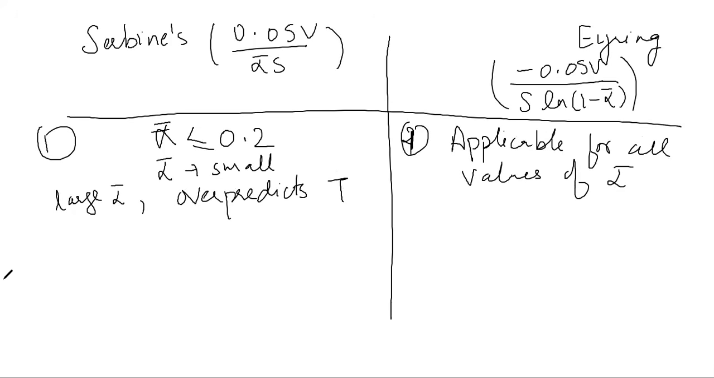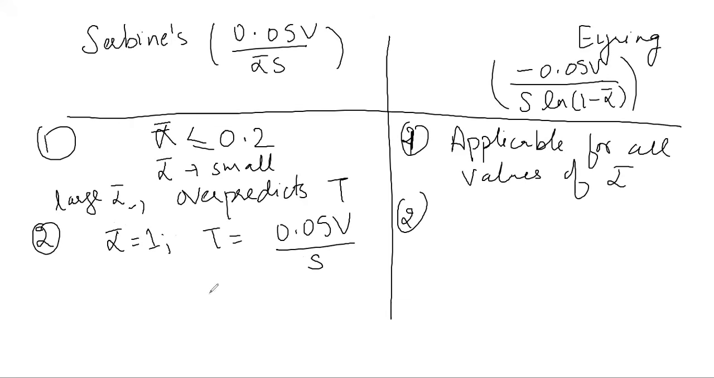This is point one. Now let's talk about the extremes. We said that for larger values of alpha, it is going to overpredict this. What could be the maximum value of alpha bar? It could be equal to 1. We saw this expression before also. This would be your reverberation time, which is a finite number.